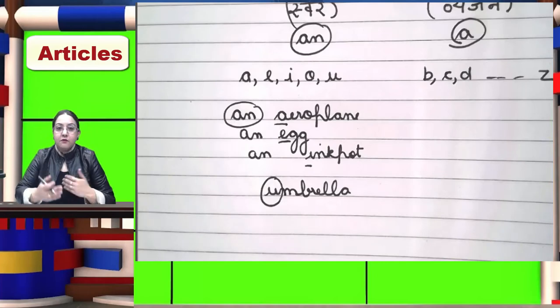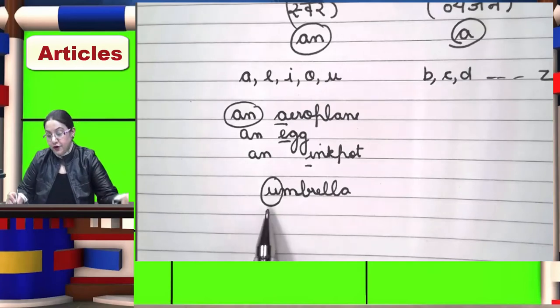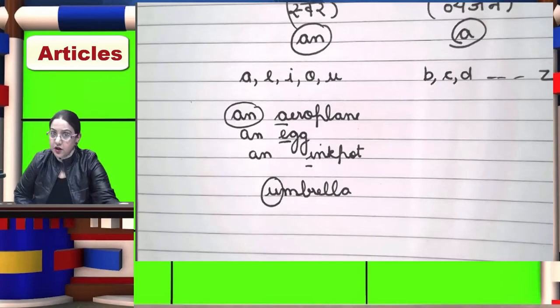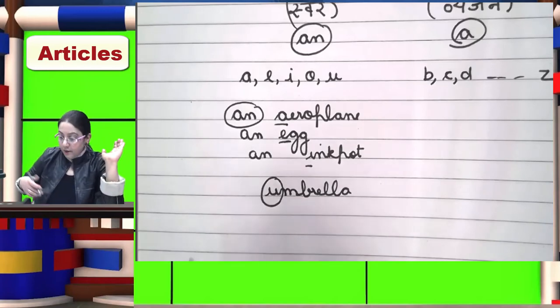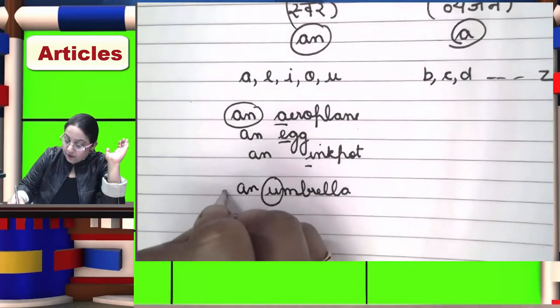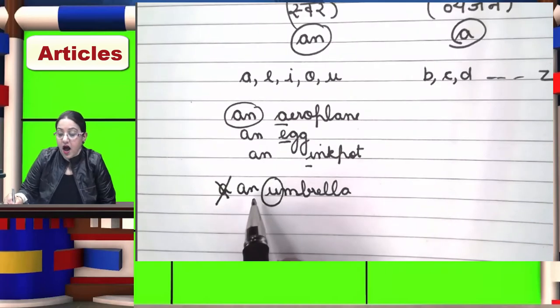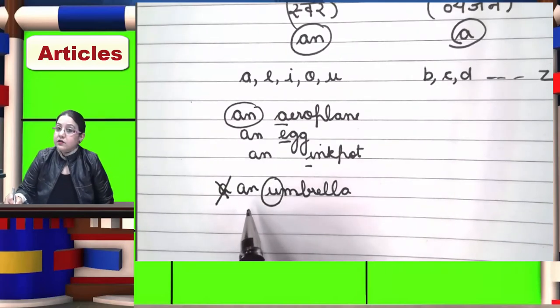Okay. So whenever my word is starting with the sound of a swar, a, e, i, o, u, then I'm going to use an. So here umbrella is starting with U. The letter U is a consonant, but the sound that the word is giving me is the sound of a vowel. So here I'm going to use an. I'm not using a here, although my word is starting with U. I'm using an here because the sound that I'm getting is a vowel sound.